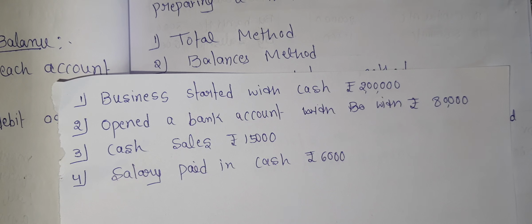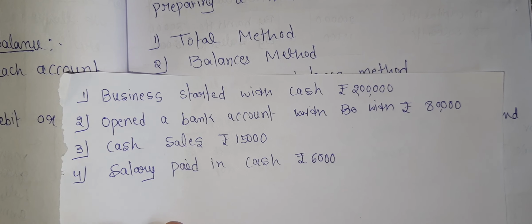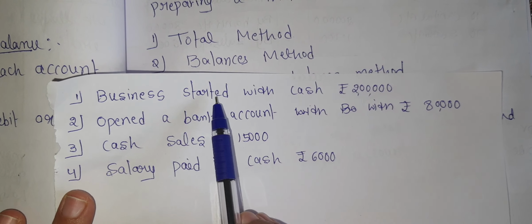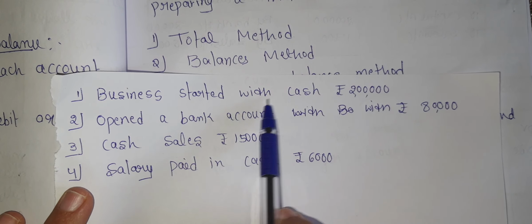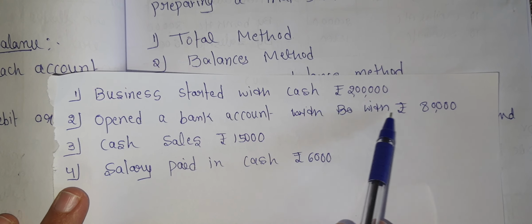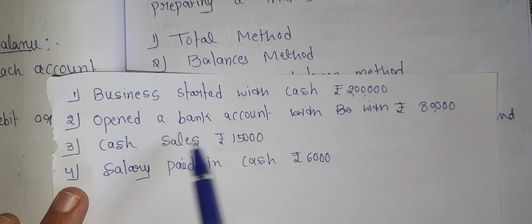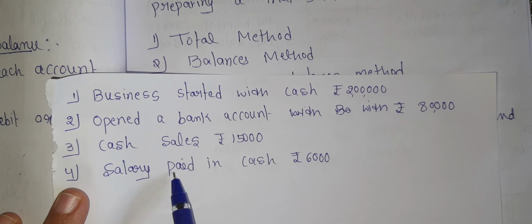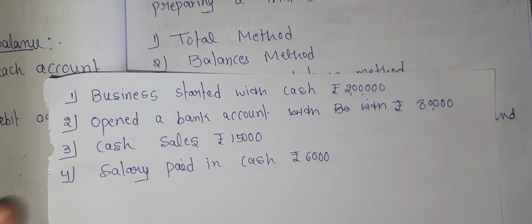In my previous classes, I explained how to pass the journal entries and post them into the ledger. Please watch those classes first and then proceed with this one. Now, let's see the example. First, see the transactions here. Business started with cash, rupees 2 lakh, and opened a bank account with rupees 80,000. Cash sales, rupees 15,000. Salary paid in cash, that is rupees 6,000.